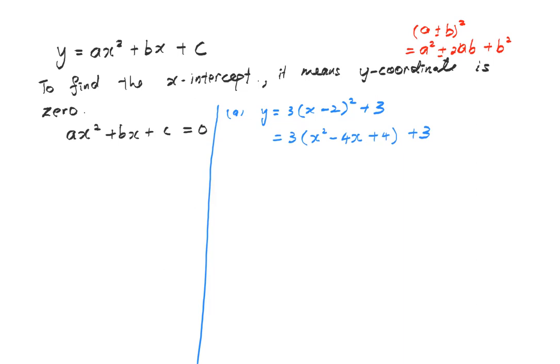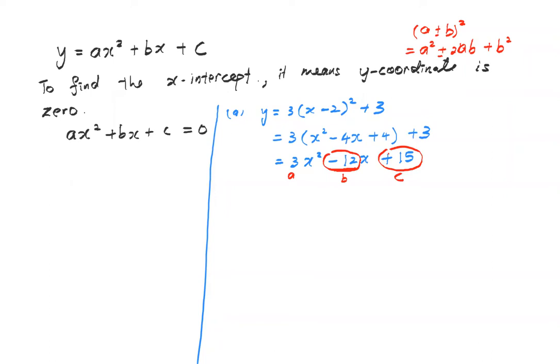Okay, so when I rewrite this, I get 3x squared minus 12x plus 15. Am I right? Okay, good. So the one beside x squared is called your A. So this is your A. This thing is the B. And this one is your C. Include the sign. Are you clear?